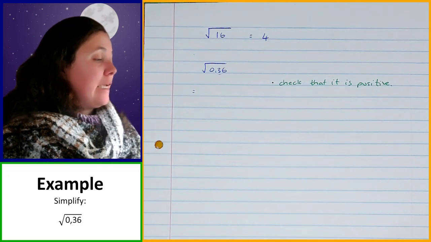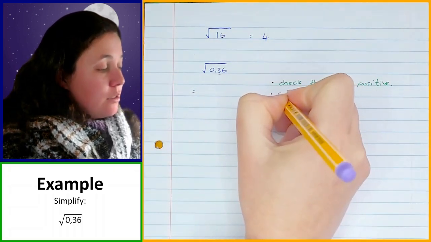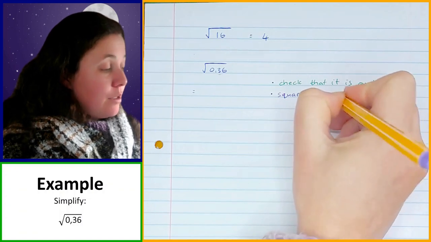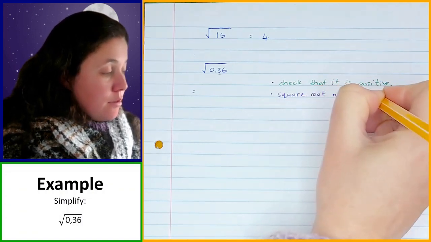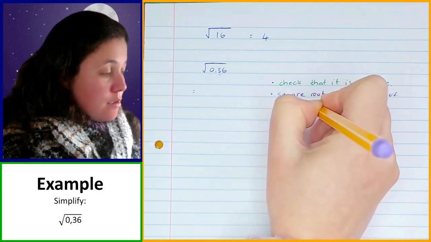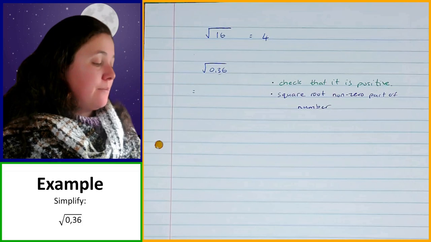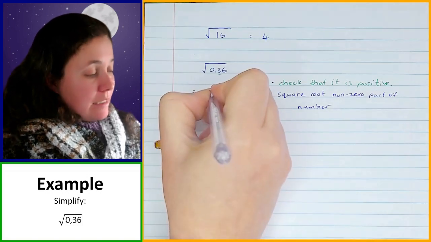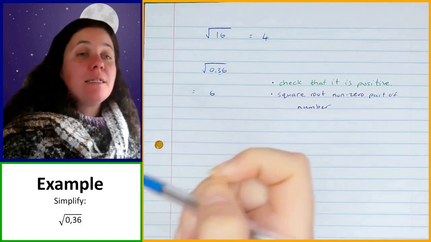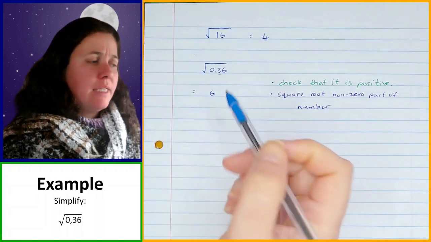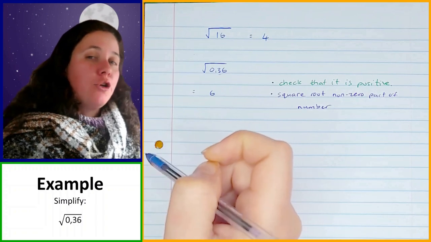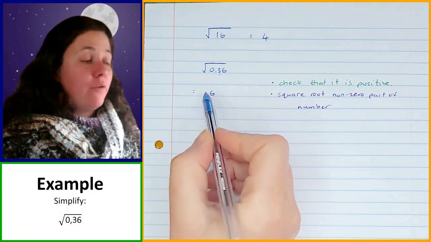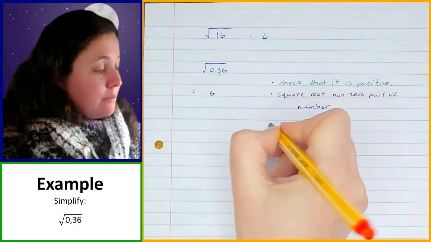The next thing you're going to do is square root the number part, or the non-zero part of the number. So in this case, we are square rooting the 36. And when we square root 36, that gives us 6, because 6 squared is 36. So I know that I'm going to get 6 from the 36 over there. But then that isn't my whole answer, because 6 squared would be 36. So the square root of 36 is 6. So the square root of 0,36 can't also be 6, because they're not the same. Okay. So now I have to make sure that I have the right decimal over here. So now I check for my decimal places.